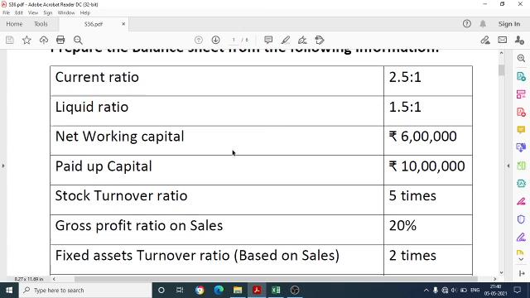And next one, fixed assets turnover ratio.